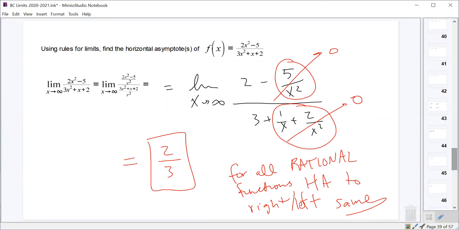Good or no? Super. Wonderful. All right.